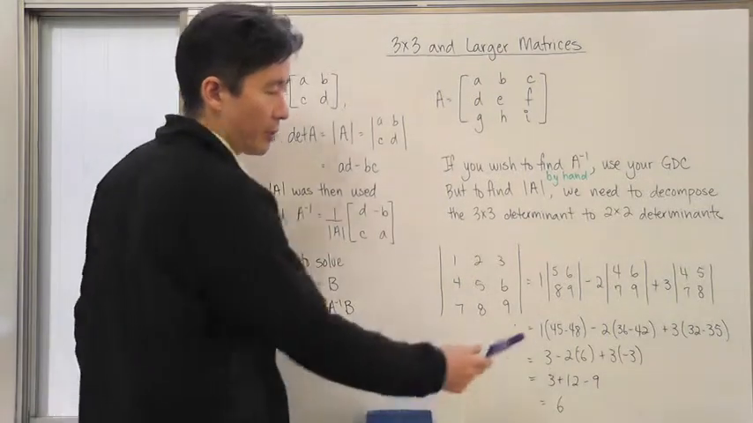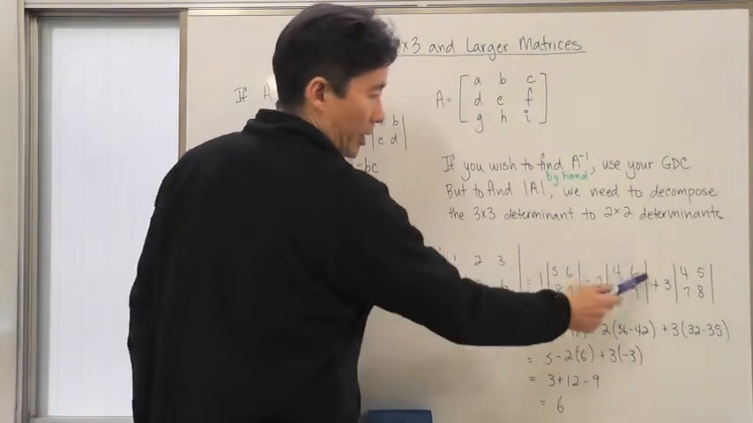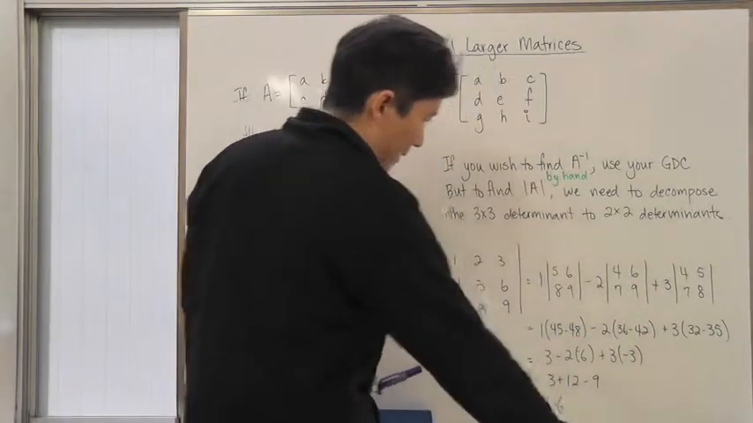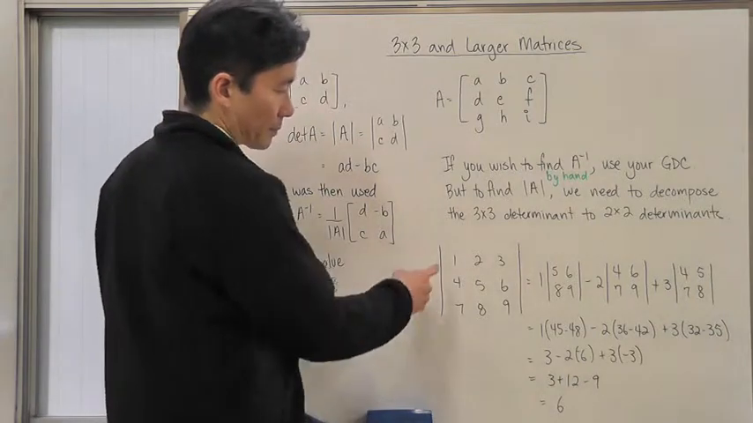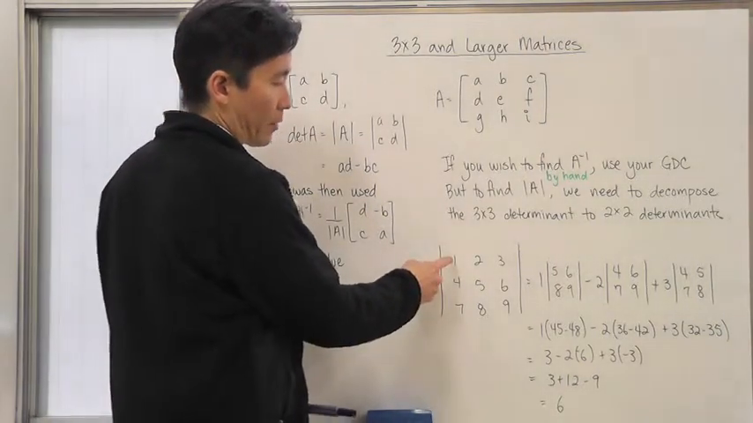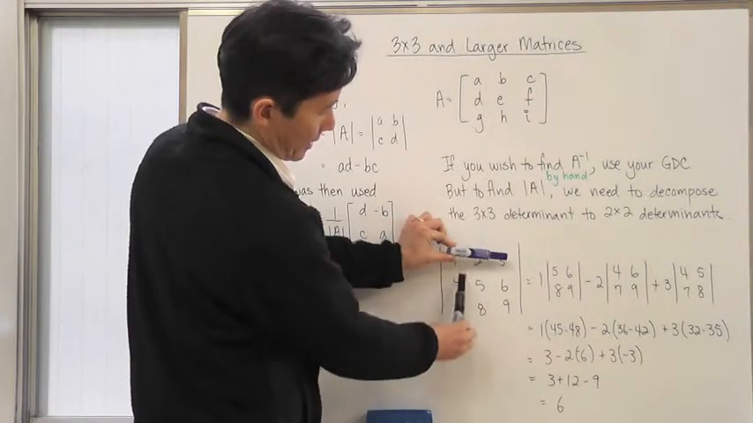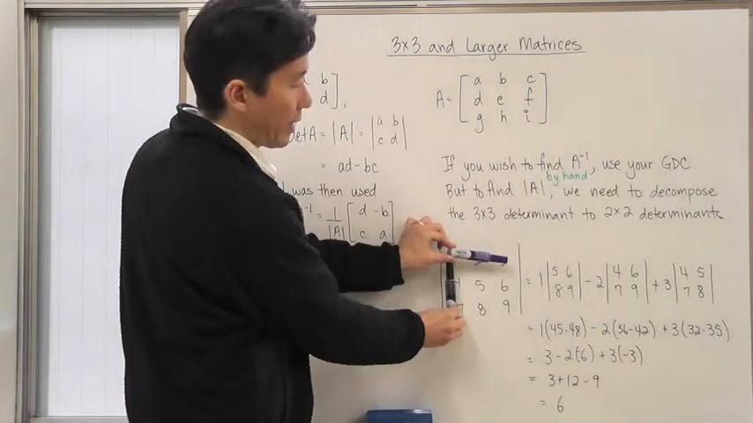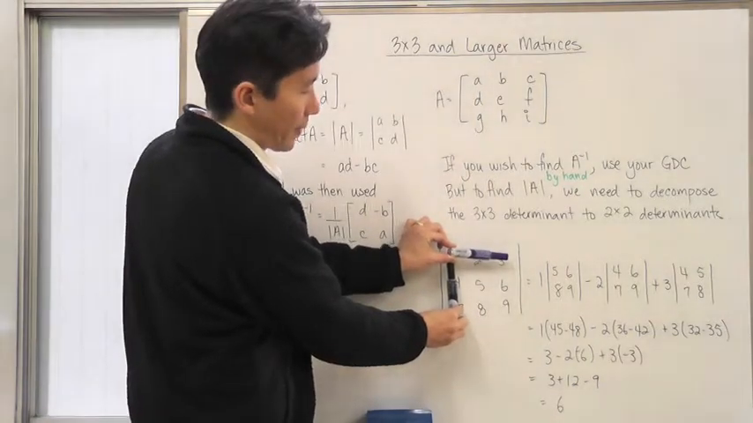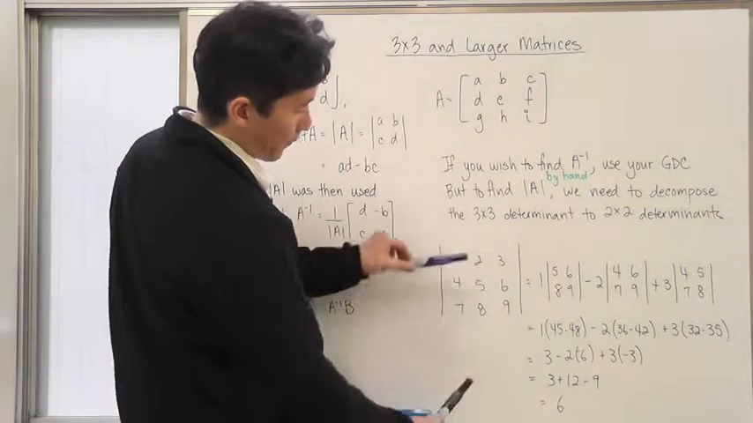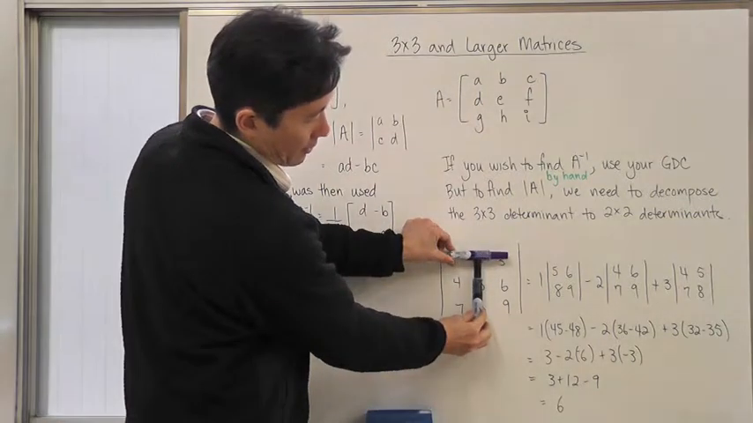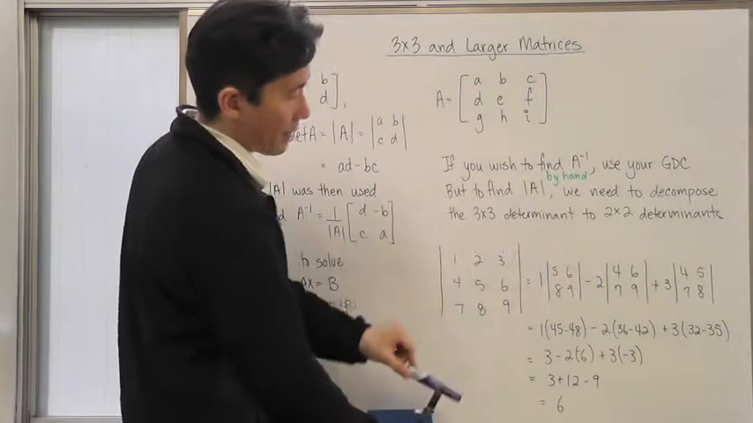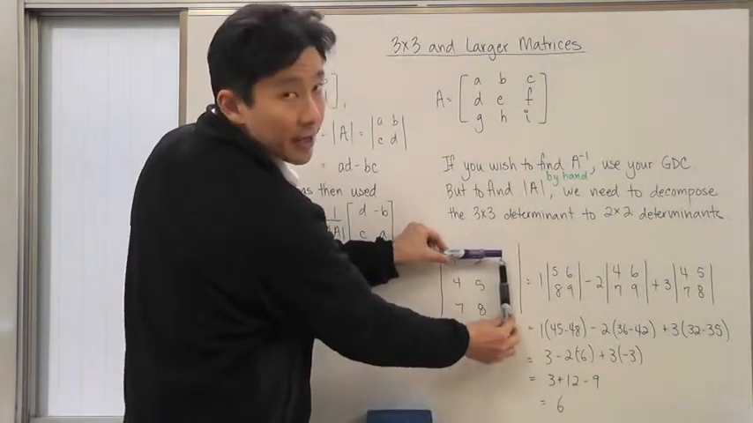Now, how do we determine what the 2x2 determinant is for each one of these? If we hide the row and column that the number 1 is in, you should be able to see now where those 2x2 determinant values are coming from. If I do the same thing with the 2, again, you should be able to see where those 2x2 determinant values are coming from. And if I do it for the 3, those are the values there.